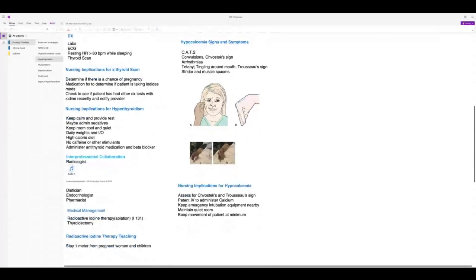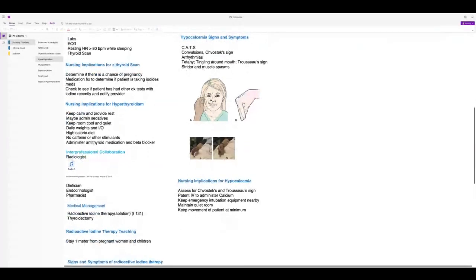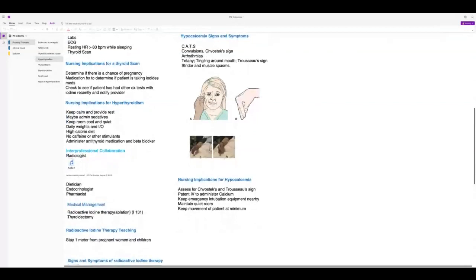So the medical management includes a thyroidectomy and radioactive iodine. We call that I-131. Now, your book has something that contradicts what ATI says, so I stay away from that kind of thing on tests, but I'm just going to tell you, ATI says with radioactive iodine therapy teaching, they need to stay 1 meter away from pregnant women and also from children.